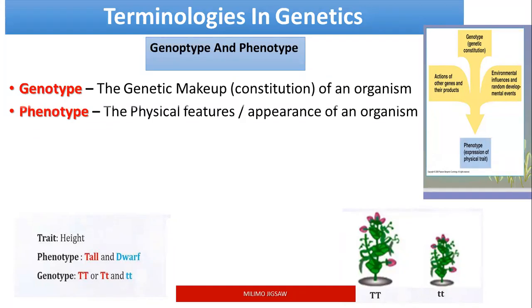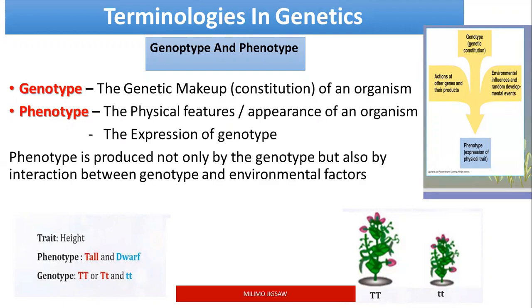And then the phenotype is the expression of the genotype. So it's the physical features of that organism, the appearance of an organism. The phenotype is produced not only by the genotype, but can also be influenced by the interaction between the genotype and the environmental factors. And I labored to explain this.